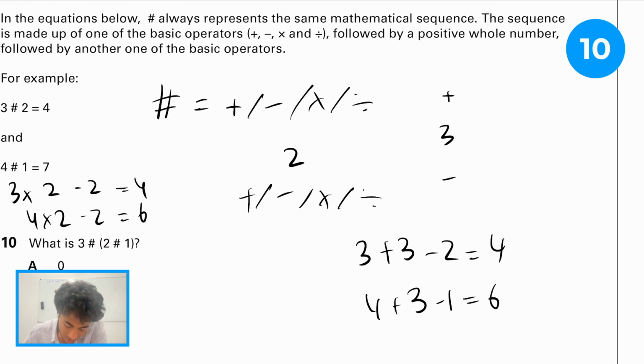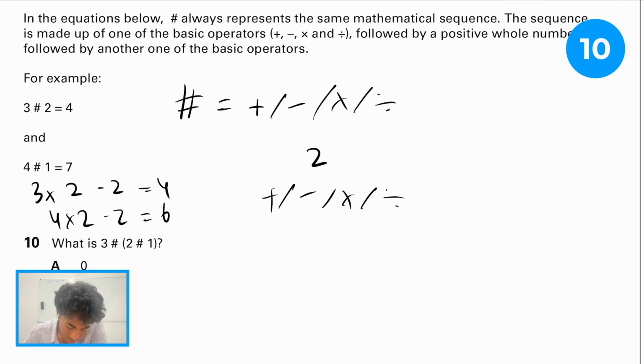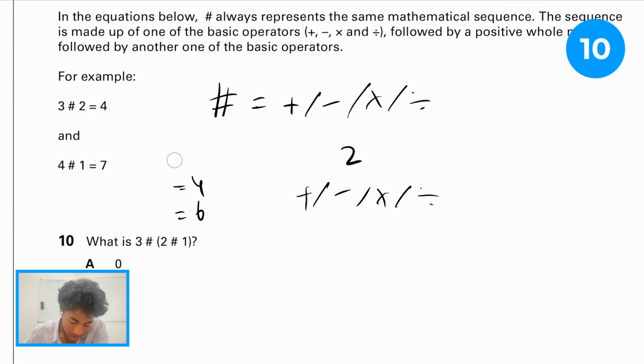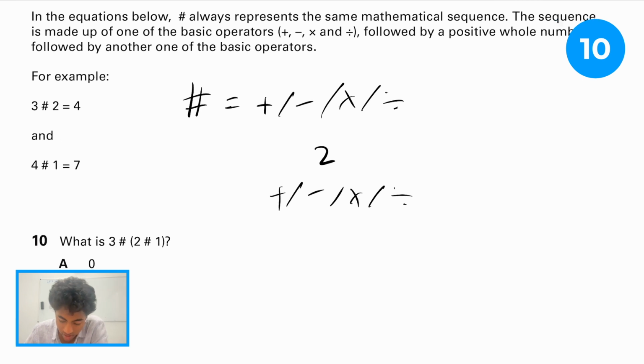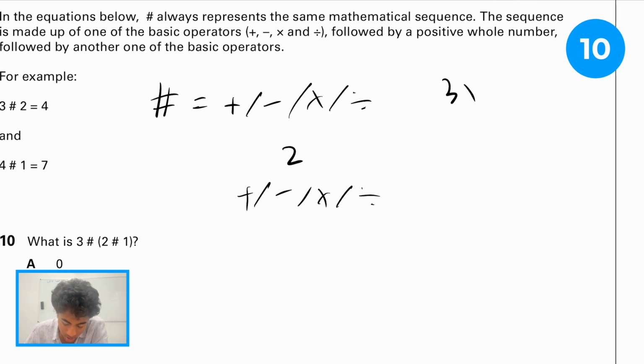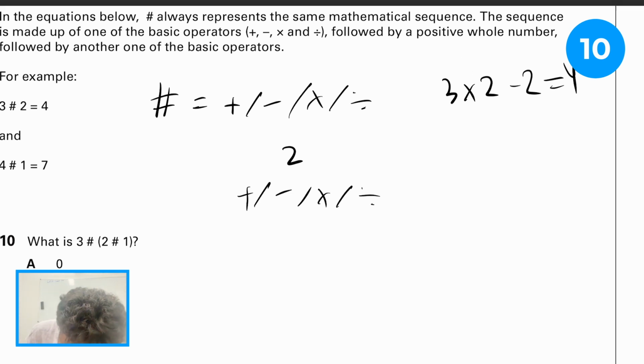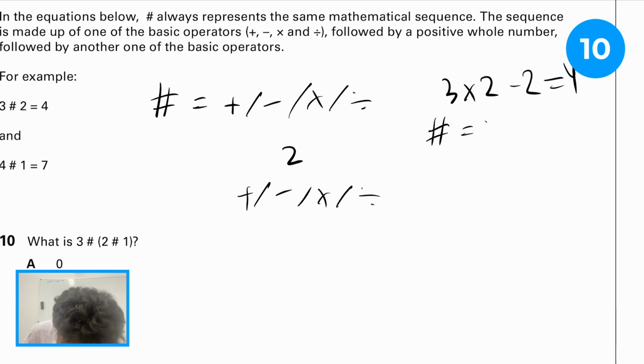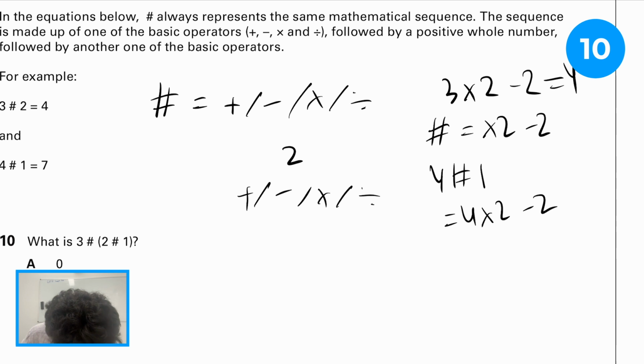So we have these 4 basic operators, and it has to be a real number. We just have to go through every single possible answer right now, okay? Let's go through all the options. So maybe 3 times 2 minus 2 equals 4, right? That could be our hashtag, because 3 times 2 equals 6, minus 2 equals 4. So right now, I think my hashtag is times 2 minus 2.